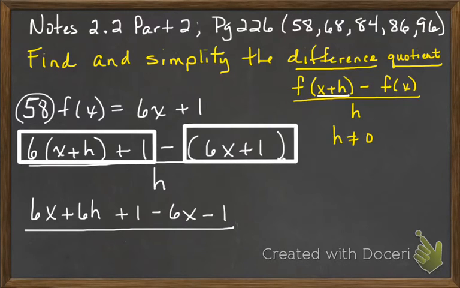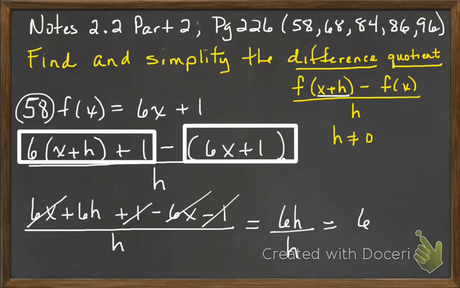All over h. If you've done this part correctly, everything that doesn't have an h will cancel. So 6x and negative 6x cancel, 1 and negative 1 cancel, and you're left with 6h divided by h, which simplifies all the way out to 6. And 6 was the slope because we agreed that this was a linear equation in y equals mx plus b form. So we did come up with the slope of this linear equation.